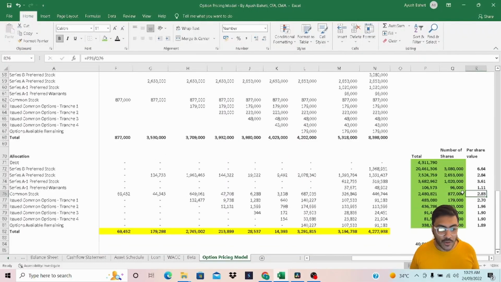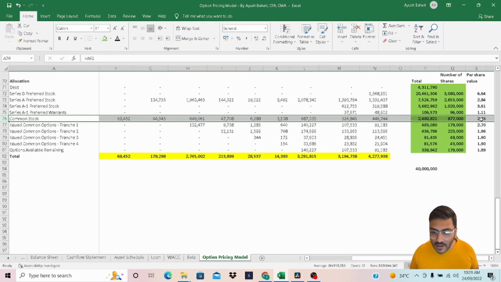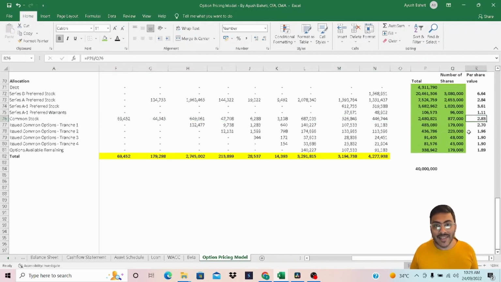All right, so with the calculation of per share value for each of the shareholders, we have reached the conclusion where we have calculated the per share value of common stock, that is 2.83, in a complex capital structure, as well as we have arrived at the value of derivatives, that is options and warrants, as you can see over here. So from tranche 1 to tranche 4, the option available remaining, as well as the A1 preferred warrants. And along with that, we have arrived at a per share value of all the preferred shareholders as well.